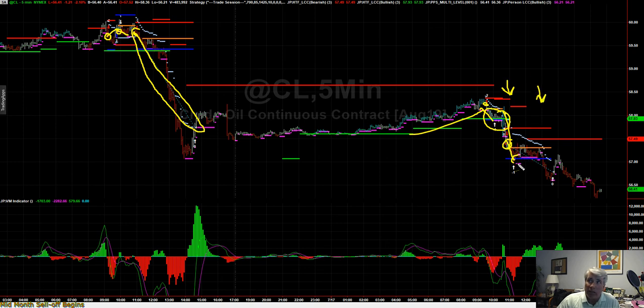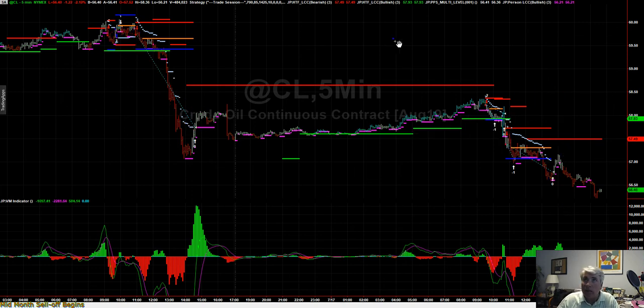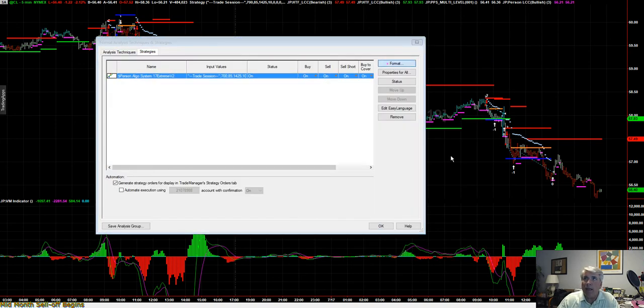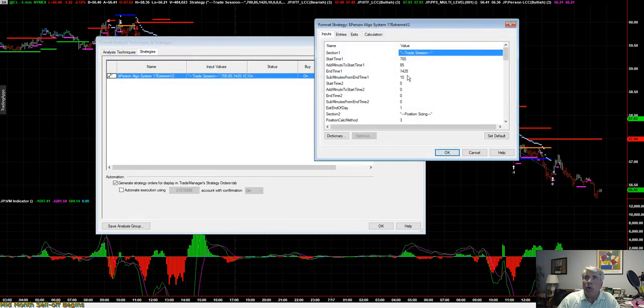It goes short. It takes a profit. It trails the stop. Why didn't it stay short? This model, unlike the others, stops trading at 2:15. Subtract minutes from end time. This is where it optimized out. Now, it starts at 7 in the morning, add 85 minutes. So you know that is at 8:25 start time, right? So it starts at 8:25. That's what that all means.